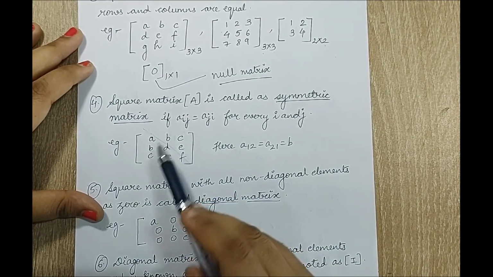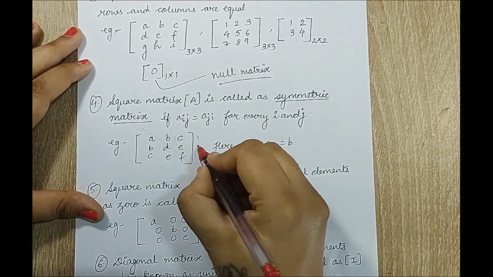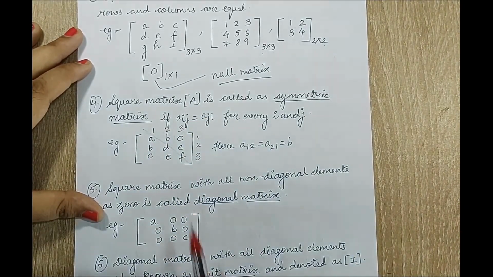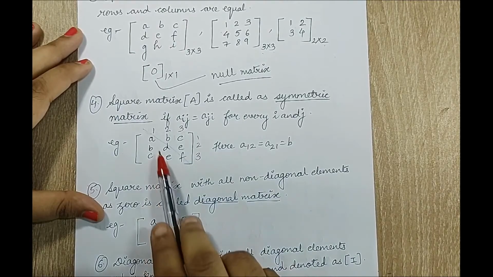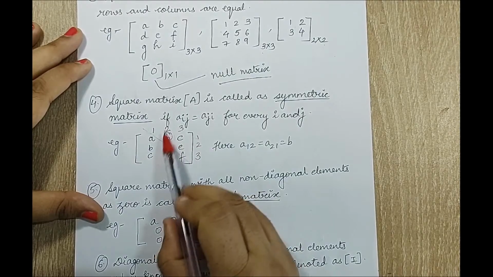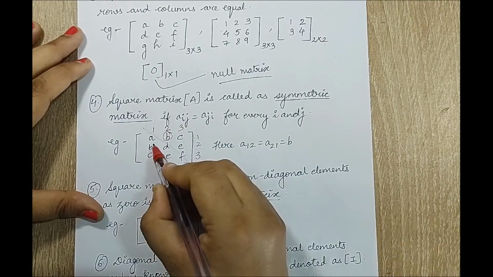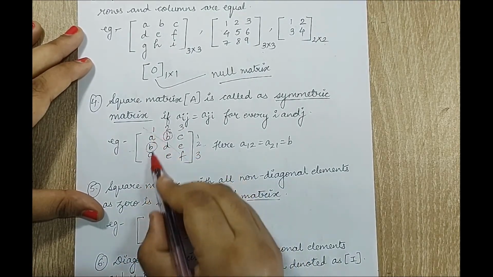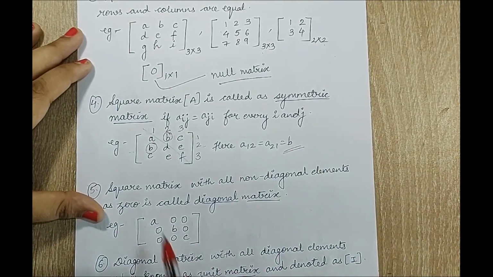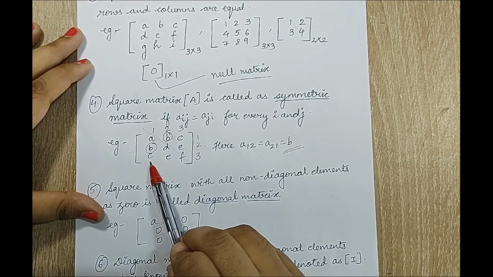Now let's observe the position. I'll just mark the row number: this is 1, 2, 3. Column number is 1, 2 and 3. So when I have 3 rows, 3 columns, if I observe this element B, I can see its position is first row, second column. So I can say it is A12. Similarly, this B is in second row, first column. So it is A21 and the value is B. Similarly, A13 and A31 have the same value.